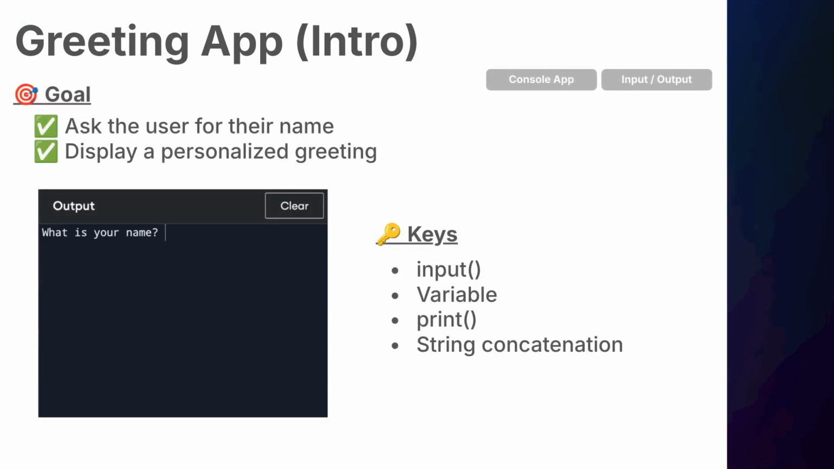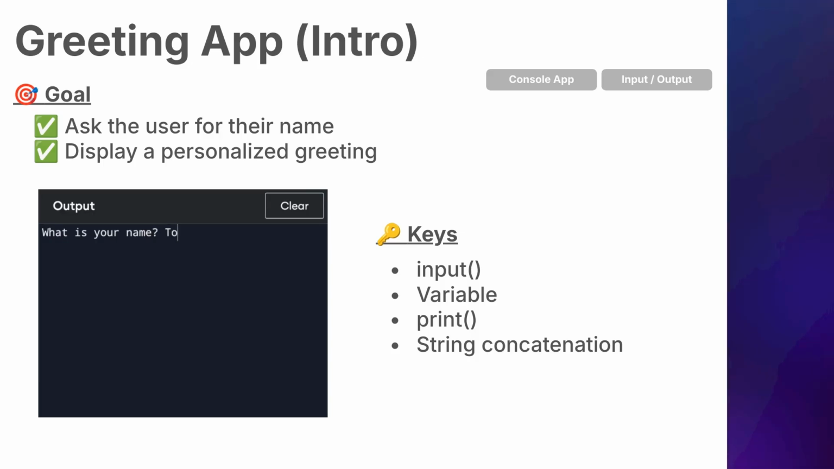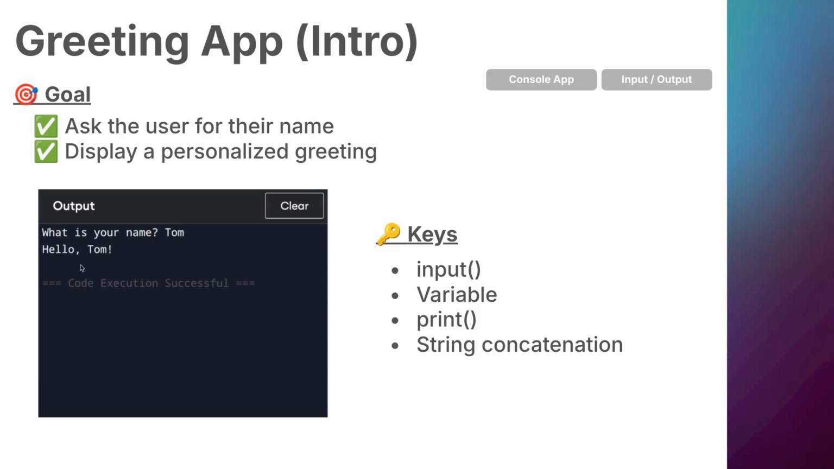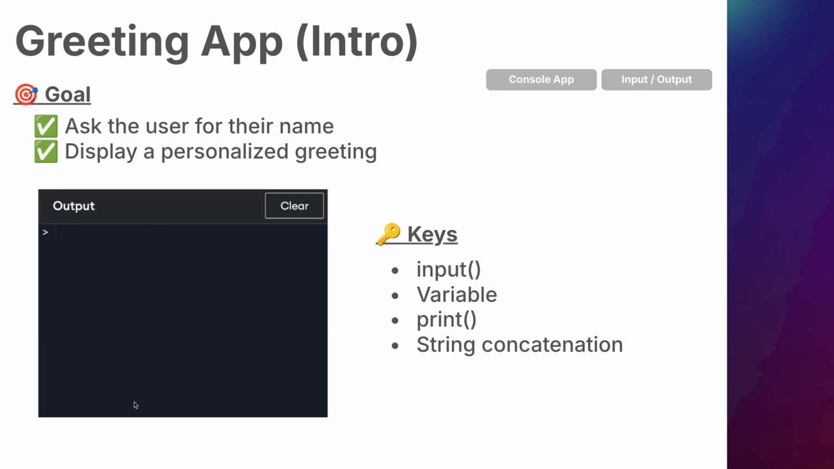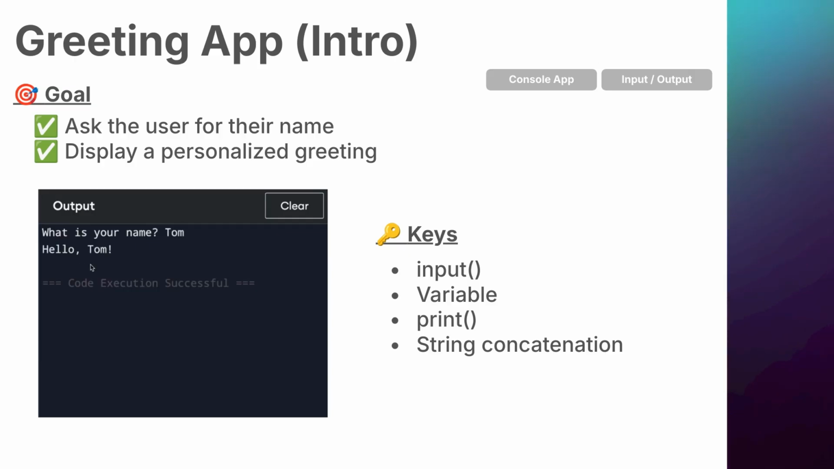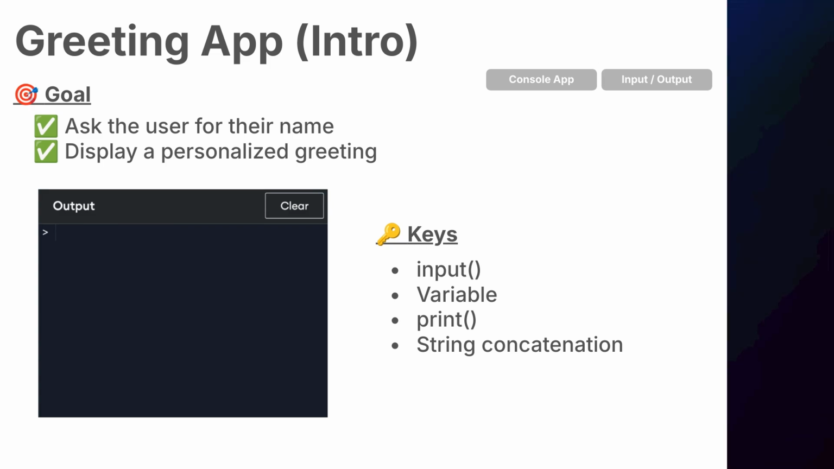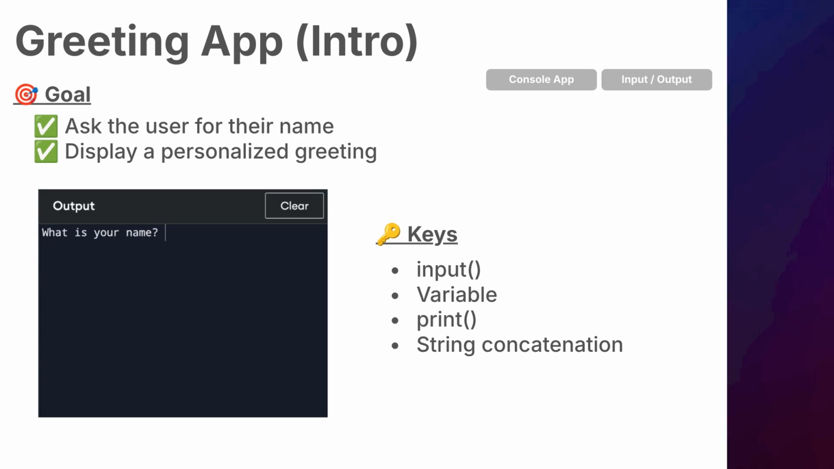In this project, we will build a simple greeting app that asks for the user's name and then displays a friendly message back to them. It's a great first step into interactive programming because it shows how a program can respond directly to what a user types. This program's goal is straightforward. It takes a name from the user and prints a personalized greeting.